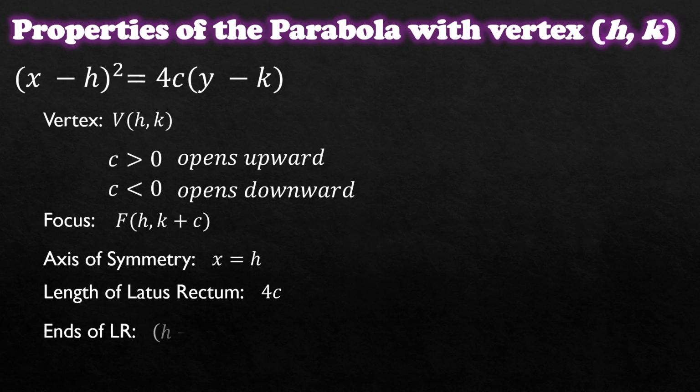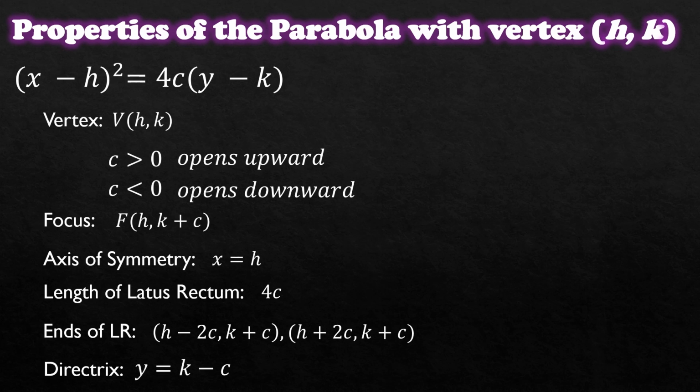The ends of the latus rectum will have the coordinates (h minus 2c, k plus c), and the other end (h plus 2c, k plus c). Notice that the ends of latus rectum will have the same y coordinate as the focus. The directrix will be the line y is equal to k minus c.